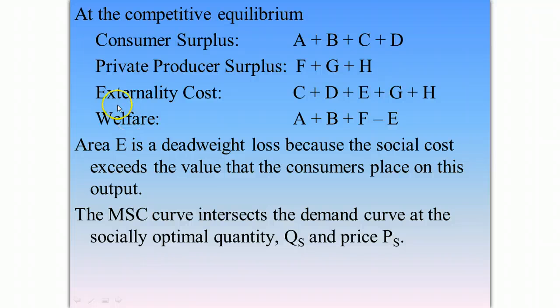So at the competitive equilibrium, consumer surplus is given by the area A, B, C, D, and producer surplus is given by F, G, and H. So this is the benefits the users of the product get, and this is the profit essentially the firm makes. So this is, in a sense, a surplus for consumers, measured by the excess of utility over the price they pay. And this is a surplus for producers, measured by an excess of revenue over the cost they incur. So producer surplus is essentially profits.